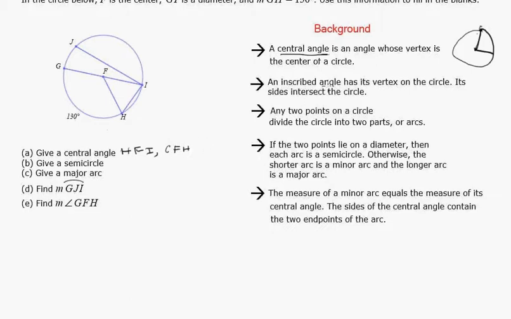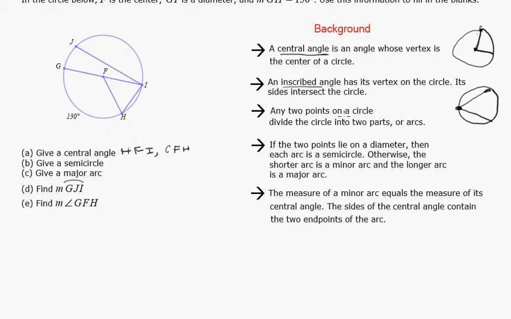An inscribed angle has its vertex on the circle. So let me try to draw another circle. An inscribed angle would be an angle whose vertex is right on the edge of the circle. A central angle has the vertex in the center. An inscribed angle has its vertex on the edge.